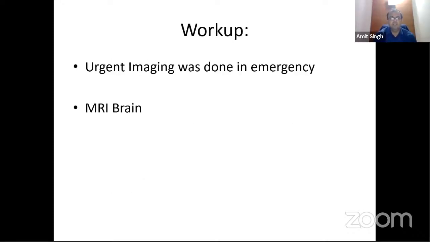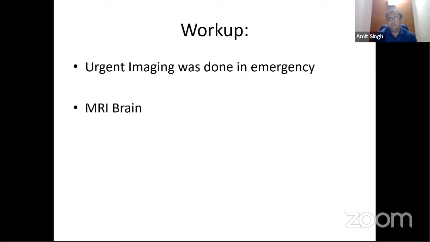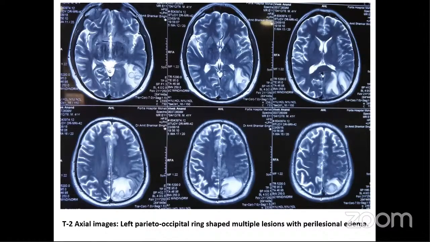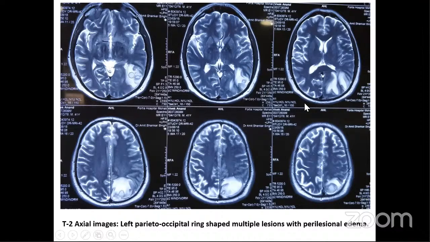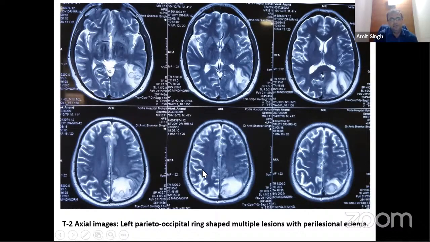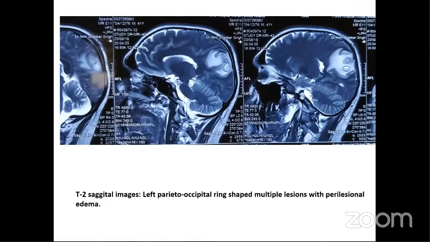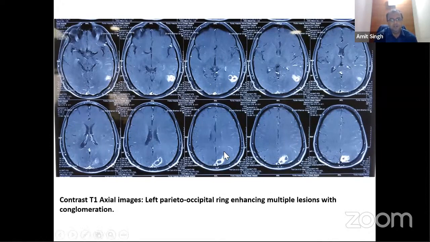But still the query was there, and for this the workup was done and urgent imaging in the emergency was done. MRI brain was advised, and surprisingly the patient had large lesions, multiple ring-shaped lesions in the left parieto-occipital lobe along with perilesional edema. The T2 images, sagittal images, and coronal images are showing these left parieto-occipital ring-shaped multiple lesions, and the contrast image was showing ring enhancement and conglomeration in these lesions also.